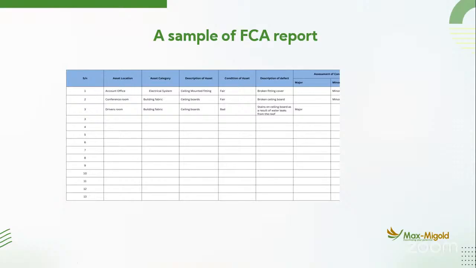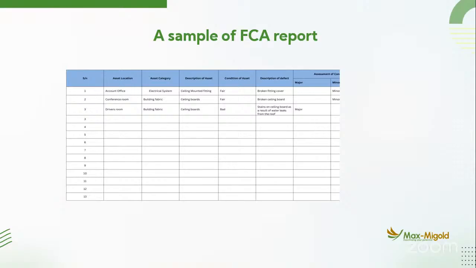It is minor. Then let's look at number 3, driver's room. That is the location of the asset. Category of this asset, building fabrics. Description of the asset, ceiling board. Condition of the asset, the ceiling board is bad. Then what is the description of the failure that the ceiling board is having? Stains on the ceiling board as a result of water leakage from the roof. So what is the condition of this assessment? It is a major concern. So we need to get it done.